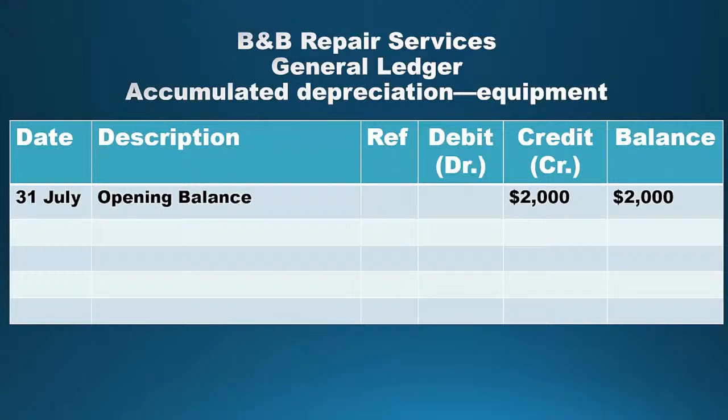6. Accumulated depreciation, equipment and vehicles. Accumulated depreciation tracks the wear and tear on assets over time. For equipment, the accumulated depreciation is $2,000, and for vehicles, it's $5,000. These balances are contra asset accounts, so they're recorded on the credit side of their respective ledgers.